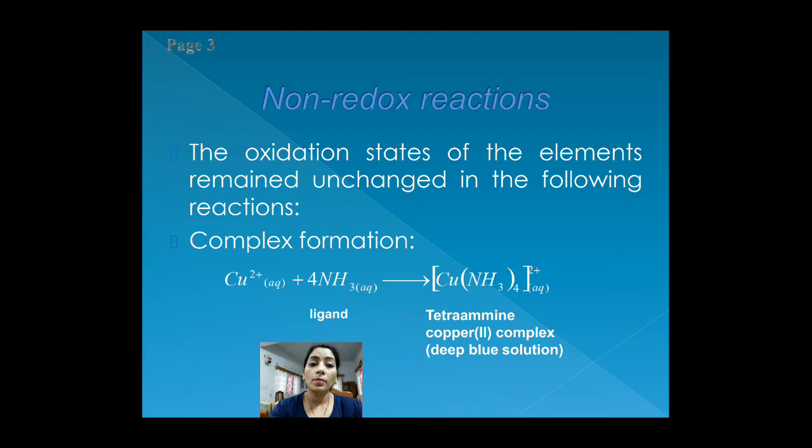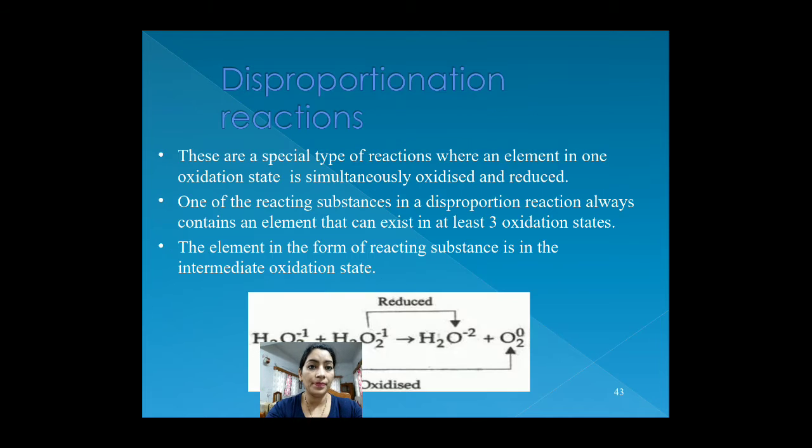Next example is complex formation. Complex formation means whenever in a reaction a few elements or multi-element ions join together making a complex, maybe a coordinate compound, that is complex formation. In this, the oxidation state remains constant.